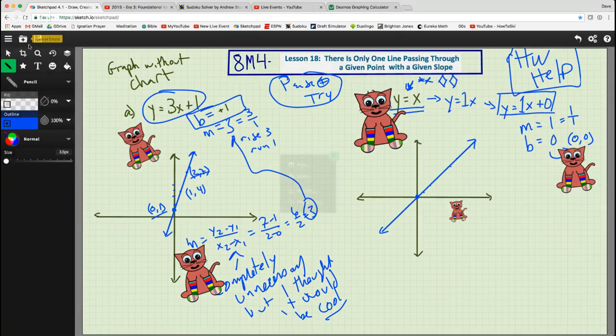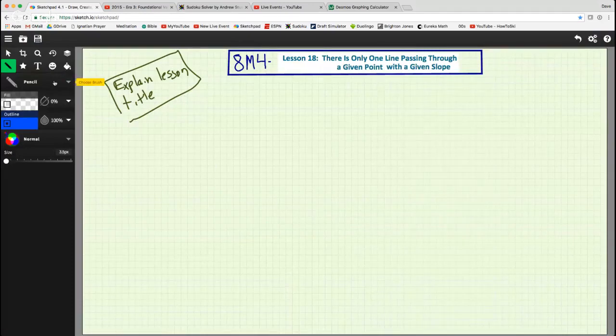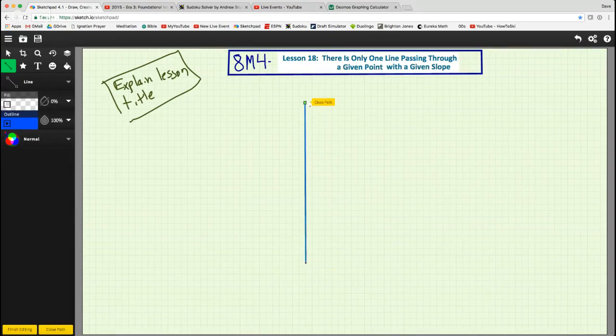So now what I want to do is just explain the lesson title. There is only one line passing through a given point with a given slope. Now, I'm just going to hand wave this kind of. I'm not going to prove this to you in any formal way, but I do want to show you that it at least kind of makes sense.